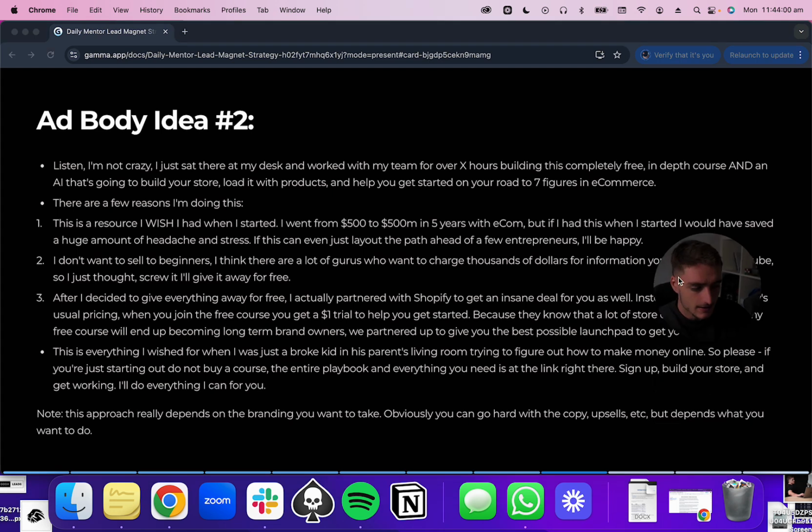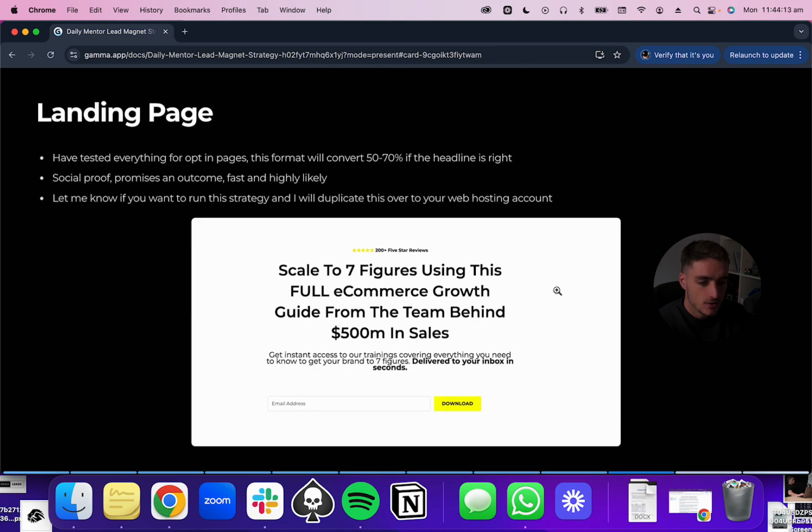And again, that really depends on the style of branding you want to take. But personally, I believe that these transparent ads where you're just saying the reason I'm doing this is because of X, they typically convert much better in my experience with clients. So feel free to steal those ads.